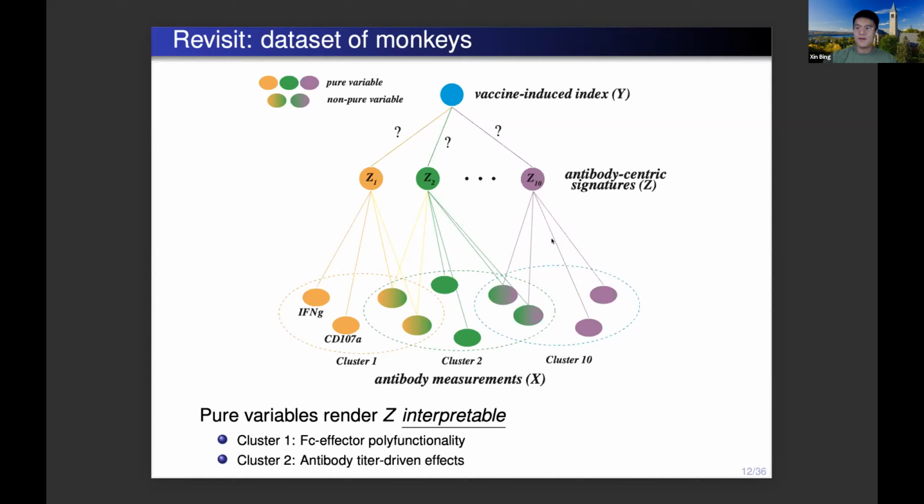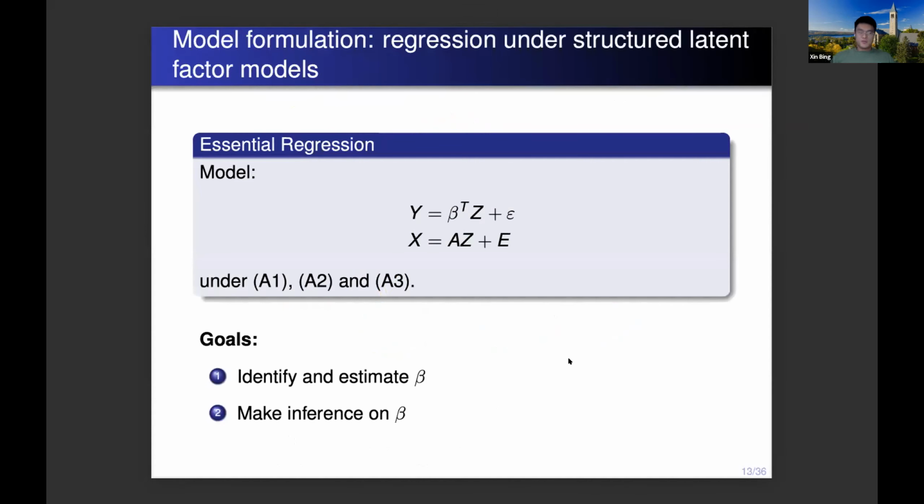And therefore we really understand the meaning of these different latent factors, and we are ready to make inference on them. So to make inference on the Z, or to select the Z, we propose another layer of the model, which is a linear model between Y and Z. And these two equations are known as the factor regression model, and we call this framework essential regression if the additional identifiability conditions hold on the matrix A.